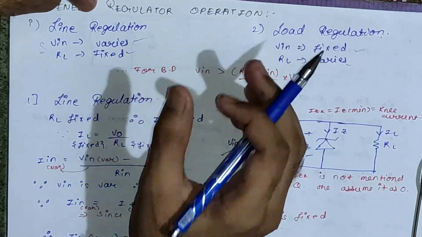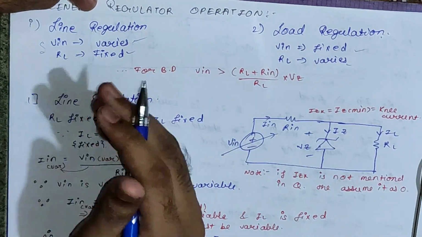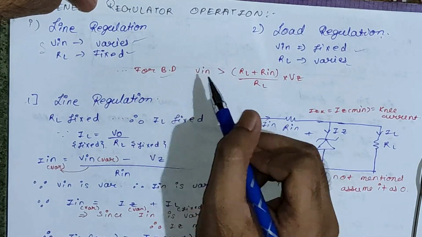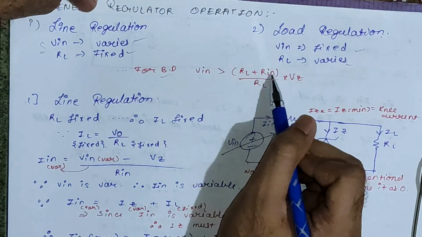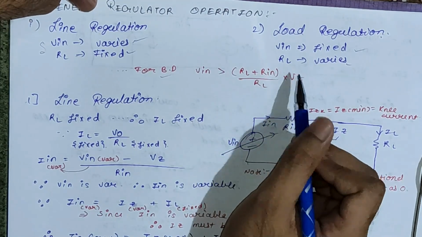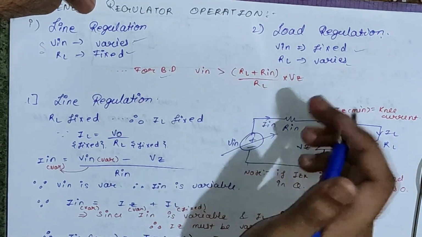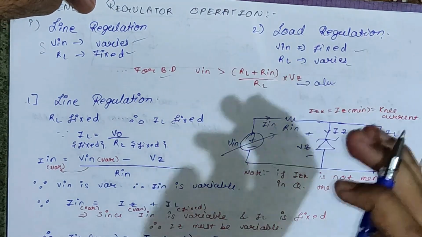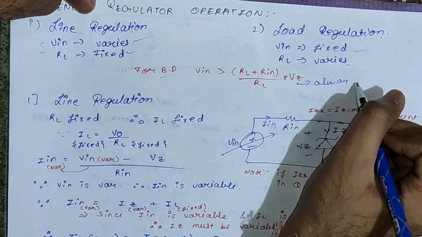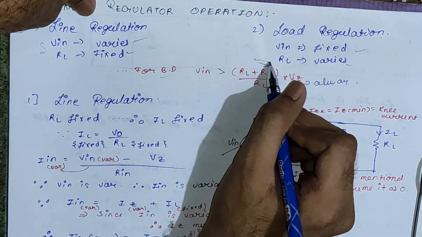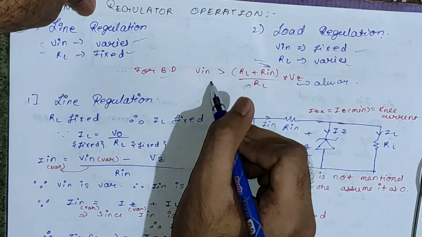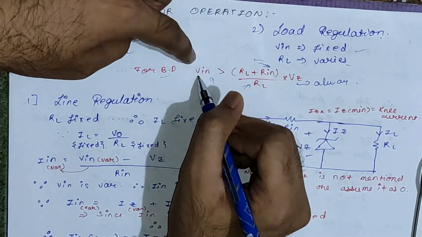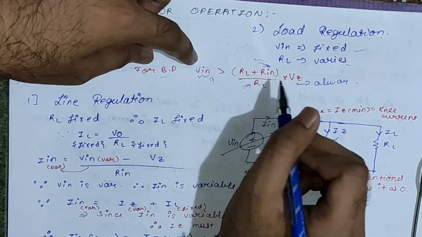Now you may be thinking, why am I varying only these two parameters although I have four parameters? As you can see in this equation, for breakdown, Vin must be greater than (RL plus Rin) upon RL into Vz, right? But you should take note that Vz is always fixed. Once the Zener diode is manufactured, Vz will always be fixed. Also the input resistance is going to be fixed. Only the load resistance as well as the input that we provide will be varying. So that's why we consider only these two parameters instead of all four.